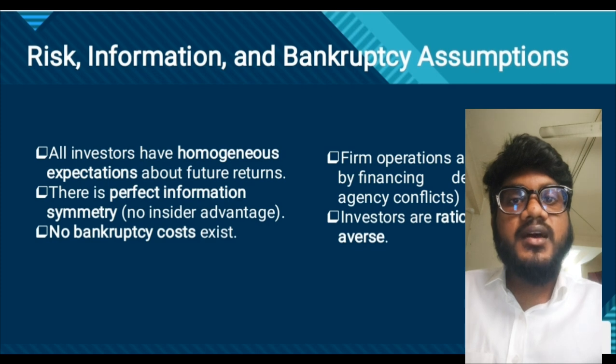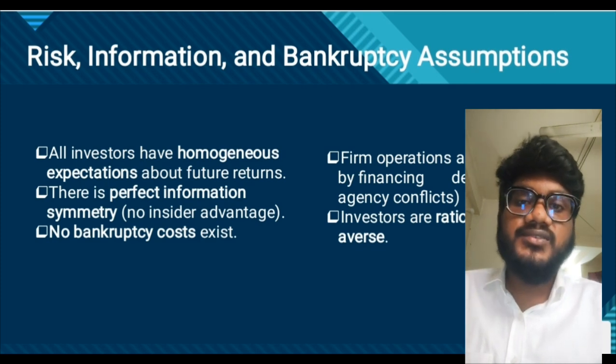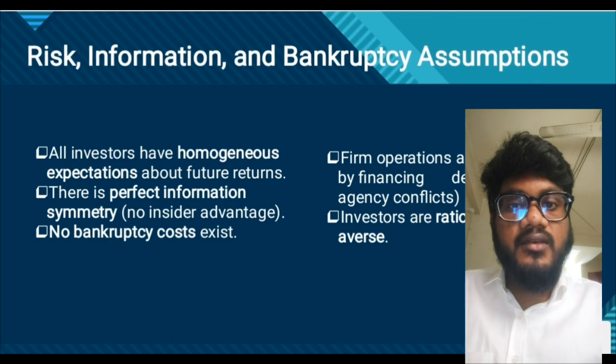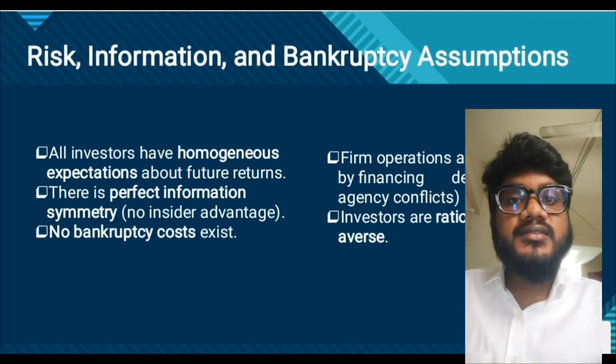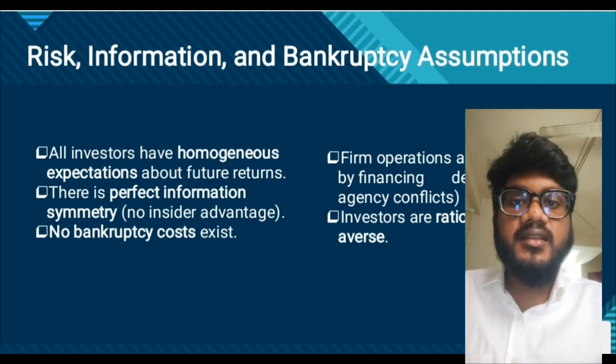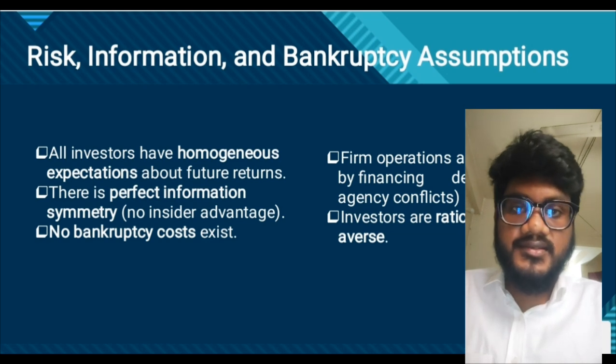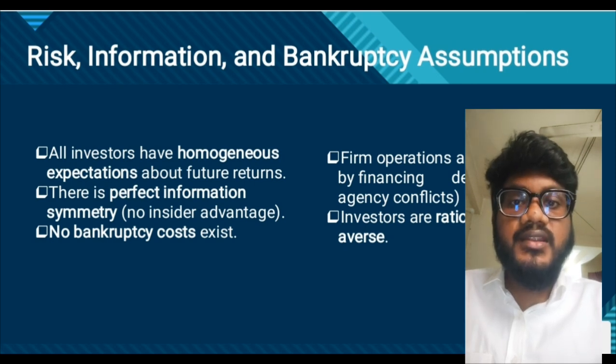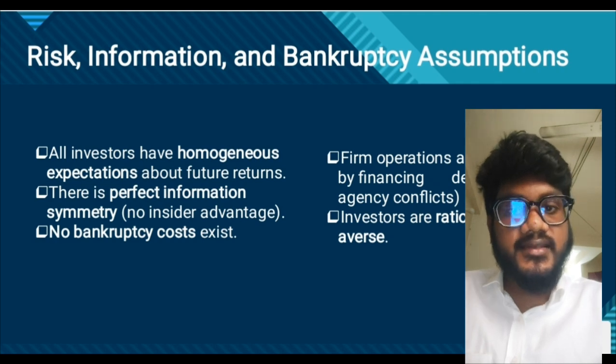The last slide shows the risk, information, and bankruptcy assumptions. The left side shows the financial assumptions related to risk. According to theory, investors have homogeneous expectations, meaning they expect similar future returns. There is perfect information symmetry, so no insider has extra information. Bankruptcy costs do not exist.